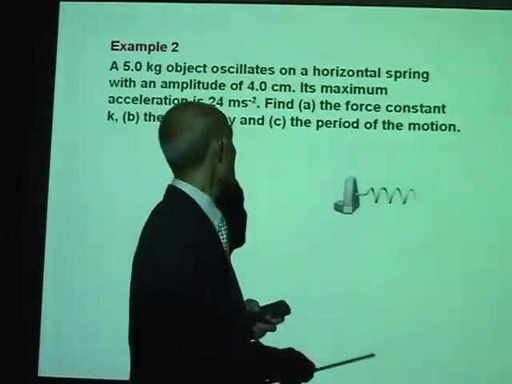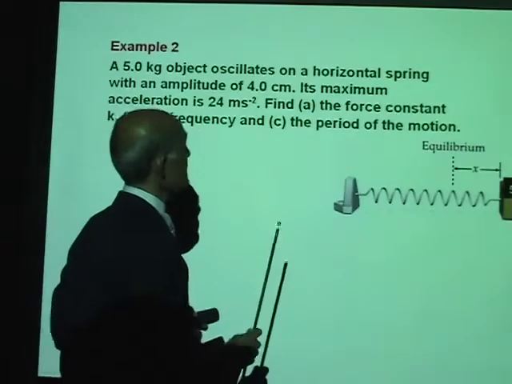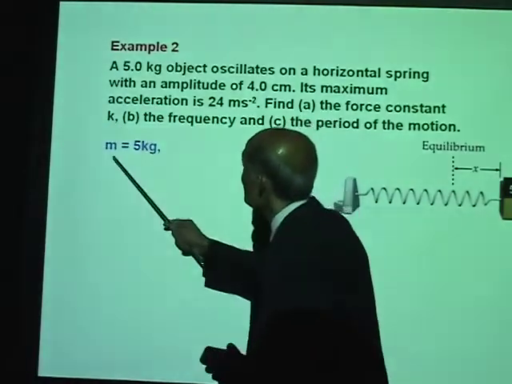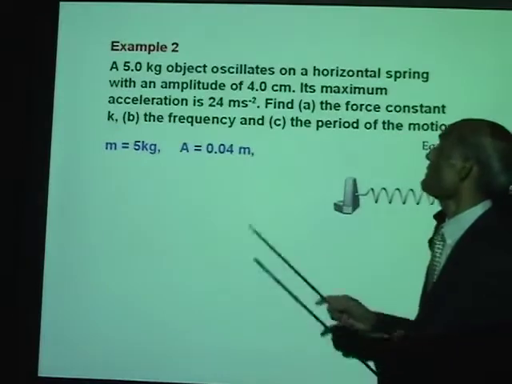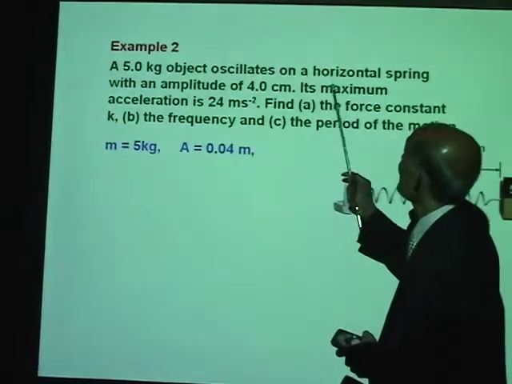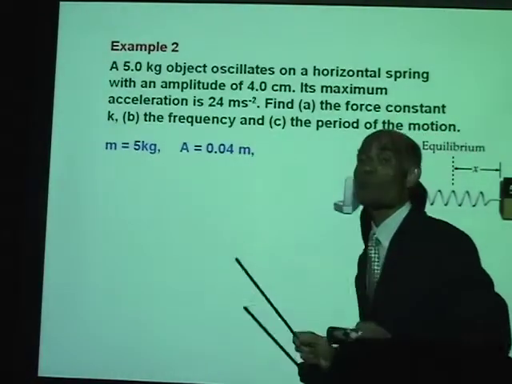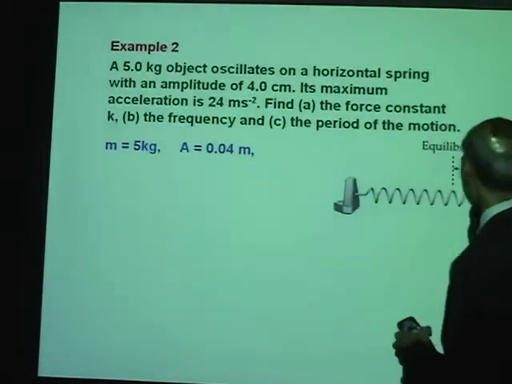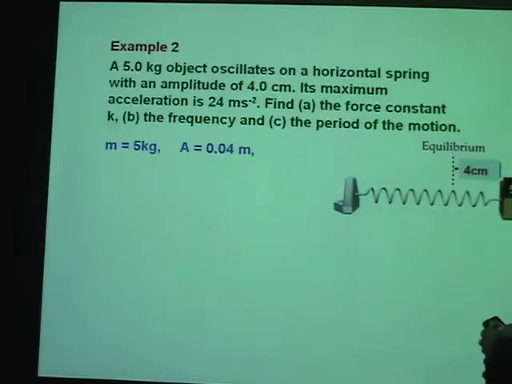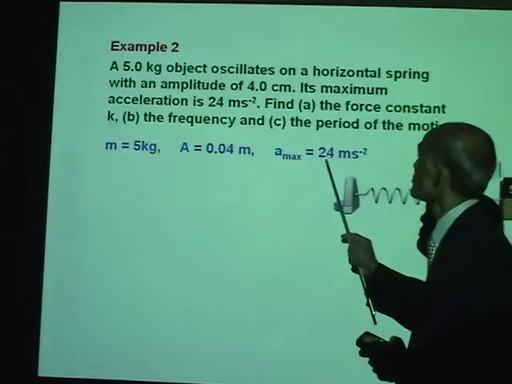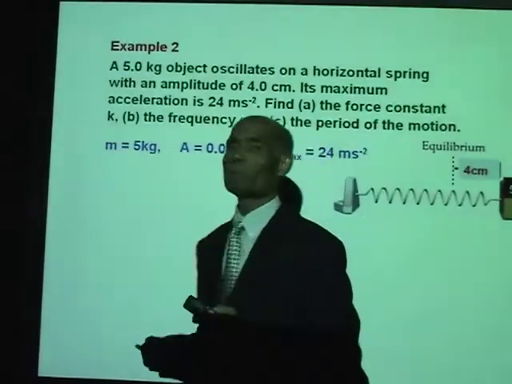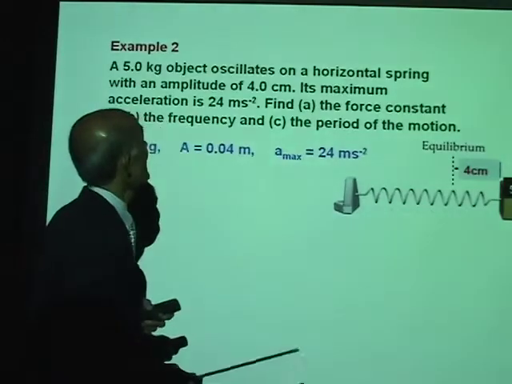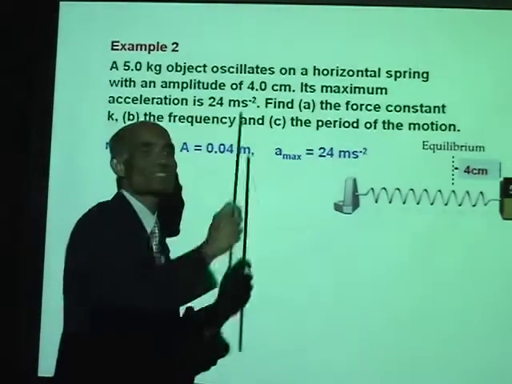All right? Okay, so let's write down what is given there. You know mass is 5 kilograms. Amplitude is 4 centimeter, 0.04 meter. Always use the proper units. All right, so the spring is pulled 4 centimeter and released. The amplitude of oscillation is 4 centimeter. The maximum acceleration is 24 meters per second squared. And we need to find the force constant.